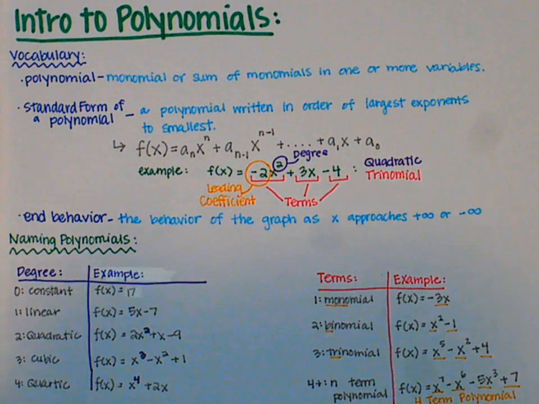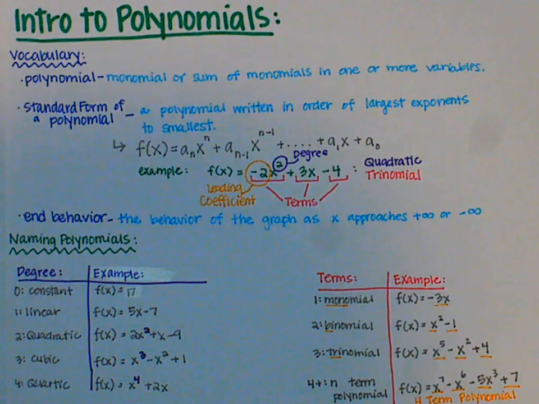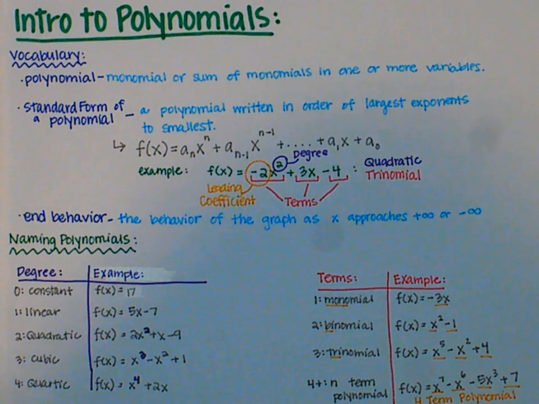Welcome back. We're going to start off with some intro to polynomials. This is chapter 4. So we did chapter 5, now we're moving backwards. I'm going to start off with some vocabulary. This might be a good place to stop so you can copy this down and then press play again.